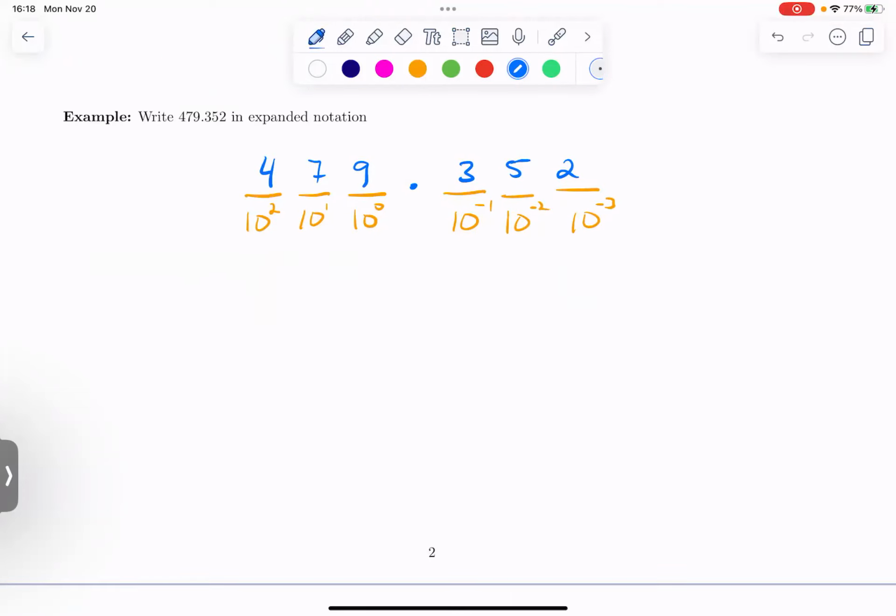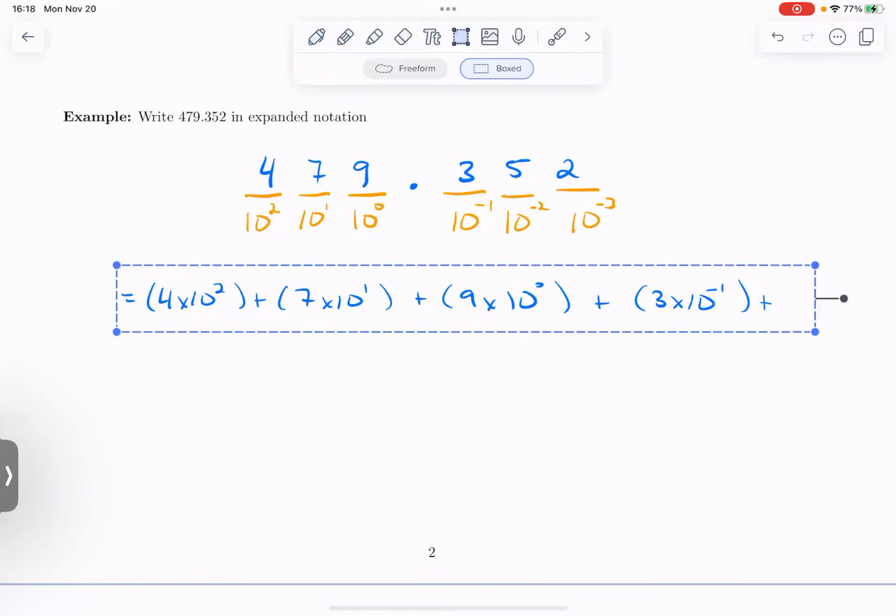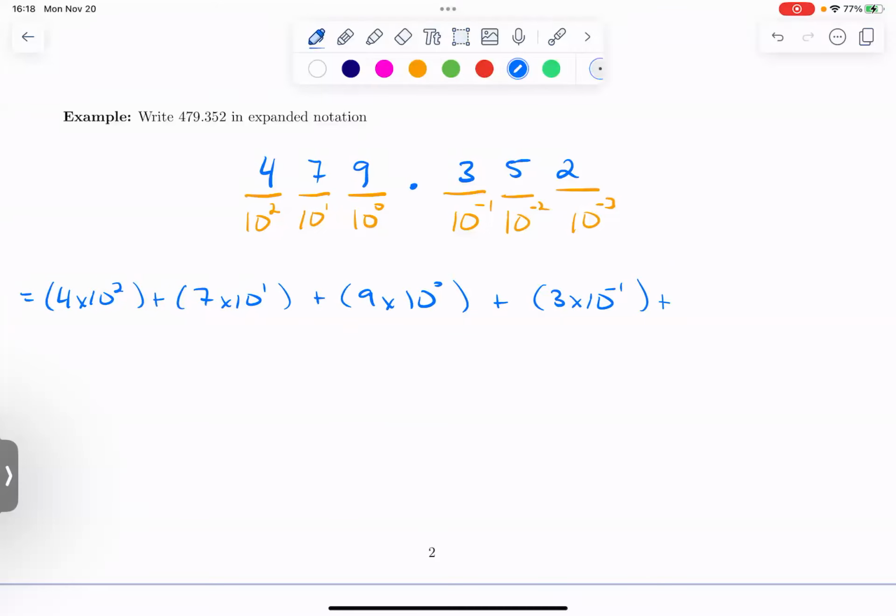So in expanded notation, I get 4 times 10 to the 2 plus 7 times 10 to the 1. You can drop that 1 if you want. Plus 9 times 10 to the 0. Again, you can just write 9 if you want. Plus 3 times 10 to the negative 1. Plus, and I'm going to move this over so I can fit it all on one line, 5 times 10 to the negative 2. I still can't. Plus 2 times 10 to the negative 3. I wrote too big. Really committed.